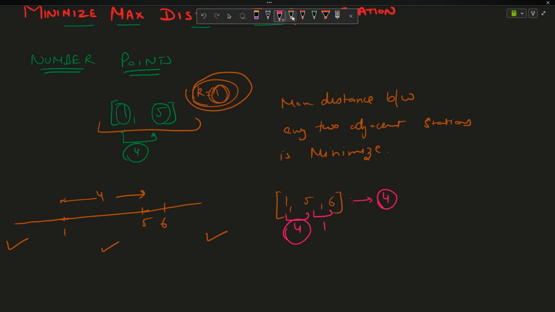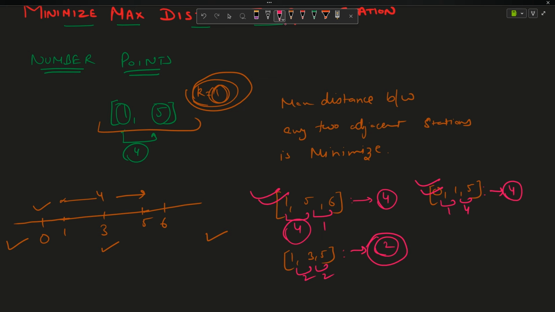Moving on, I can also insert at 3, between 1 and 5. So 1, 3, 5 is another array. If I calculate the differences here, it will be 2 and 2. The maximum difference in this case is 2. Similarly, I can insert a station at 0, so it will be 0, 1, 5. Again, what is the maximum difference? It is 1 here and 4 here, so I take the maximum, that is 4. As you can see, among these three cases, 2 is the minimum answer possible. It might not be the correct answer overall, but among these three cases, 2 is the minimum, so I will return 2.